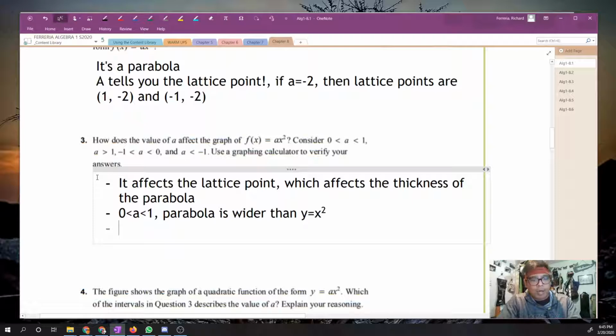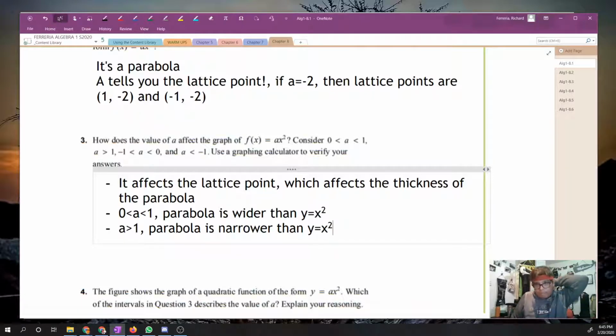If a is greater than 1, then the parabola is narrower than y equals x squared. So that y equals x squared, we call it the parent function because we compare all of the other parabolas to y equals x squared. How does y equals x squared change if we stick different numbers on it? Okay.